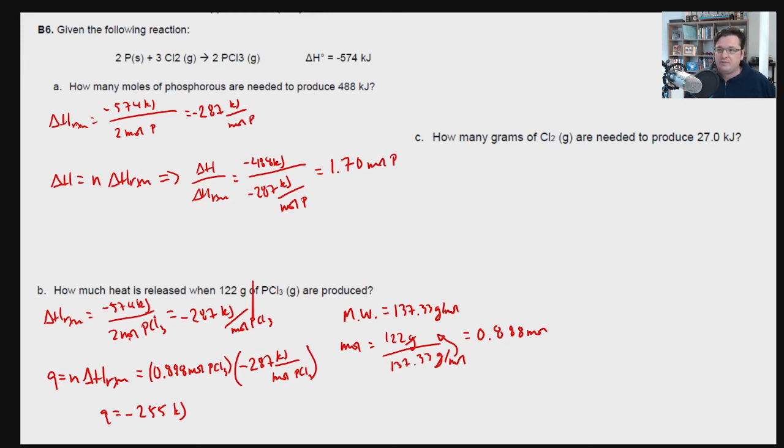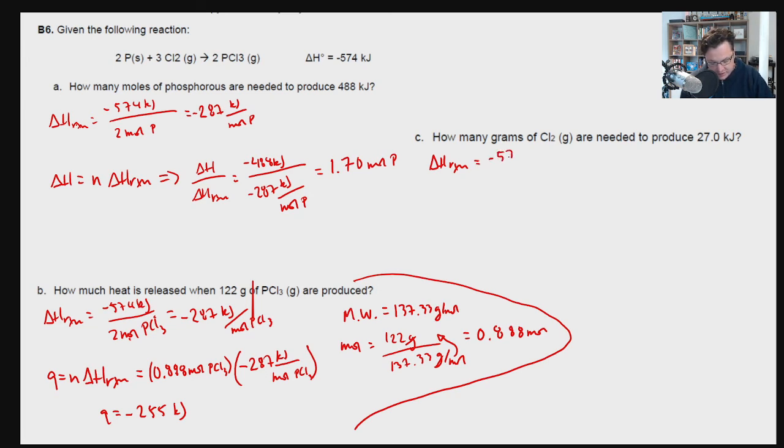Part C, how many grams of Cl2 gas are needed to produce 27 kilojoules? Again, very similar setup, very similar approach to what we did for A and B. So the first thing we want to do is standardize that reaction to the number of moles of Cl2. The delta H of the reaction is going to be equal to negative 574 kilojoules. That's being produced for 3 moles of Cl2, so divided by 3 moles of Cl2.